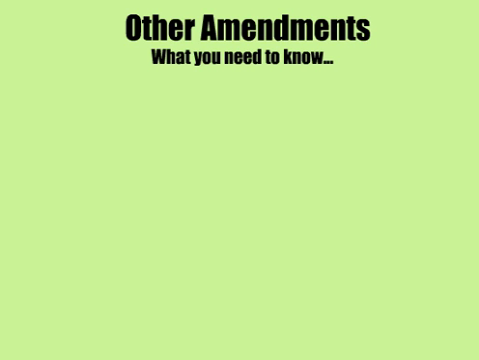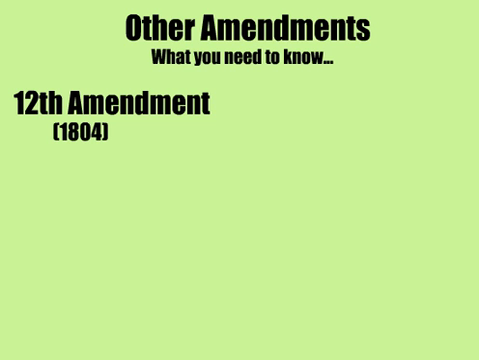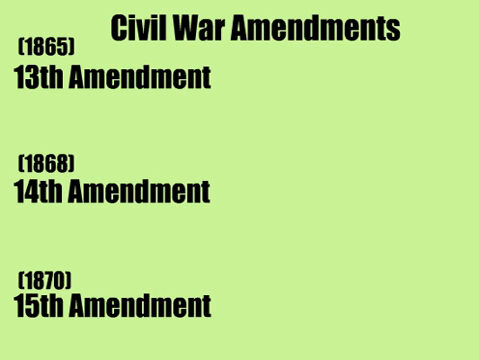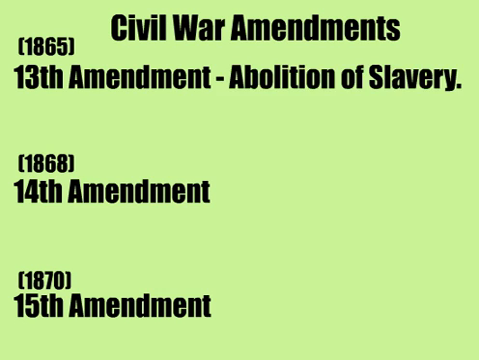You need to know many of the amendments that came after the Bill of Rights. After the confusion of the election of 1800, the 12th Amendment put a presidential candidate on the same ticket as their vice presidential candidate. Remember, T for 12, T for ticket. The 13th, 14th, and 15th Amendments are the Civil War and Reconstruction Amendments. The 13th Amendment freed the slaves.